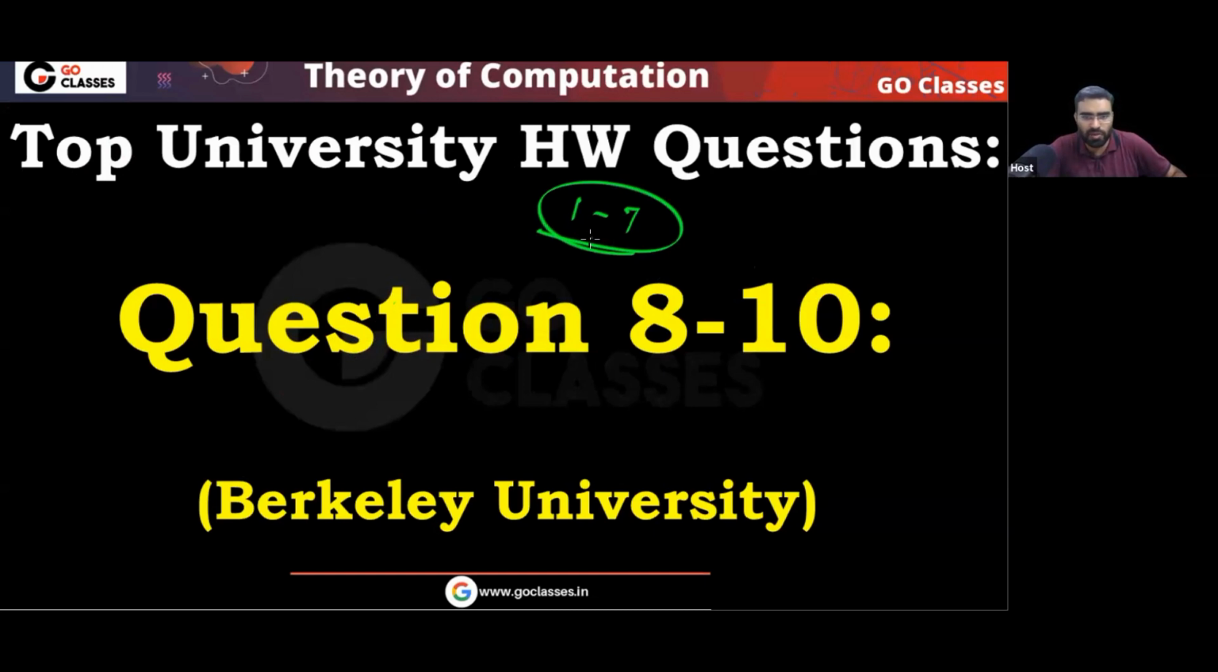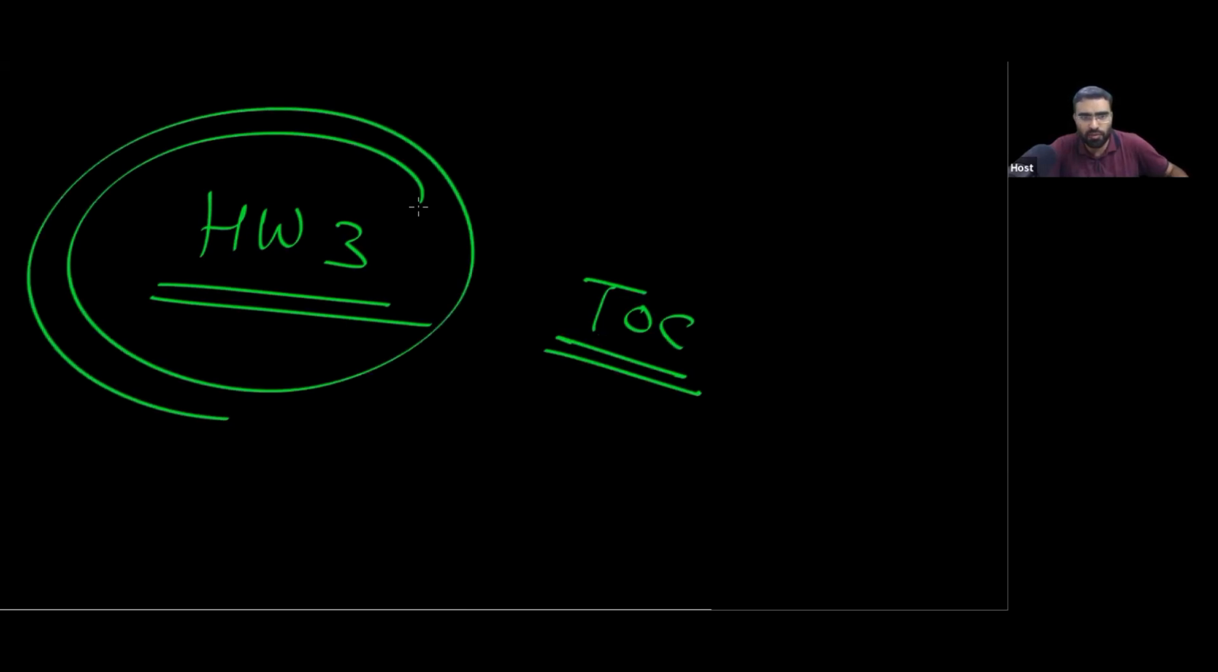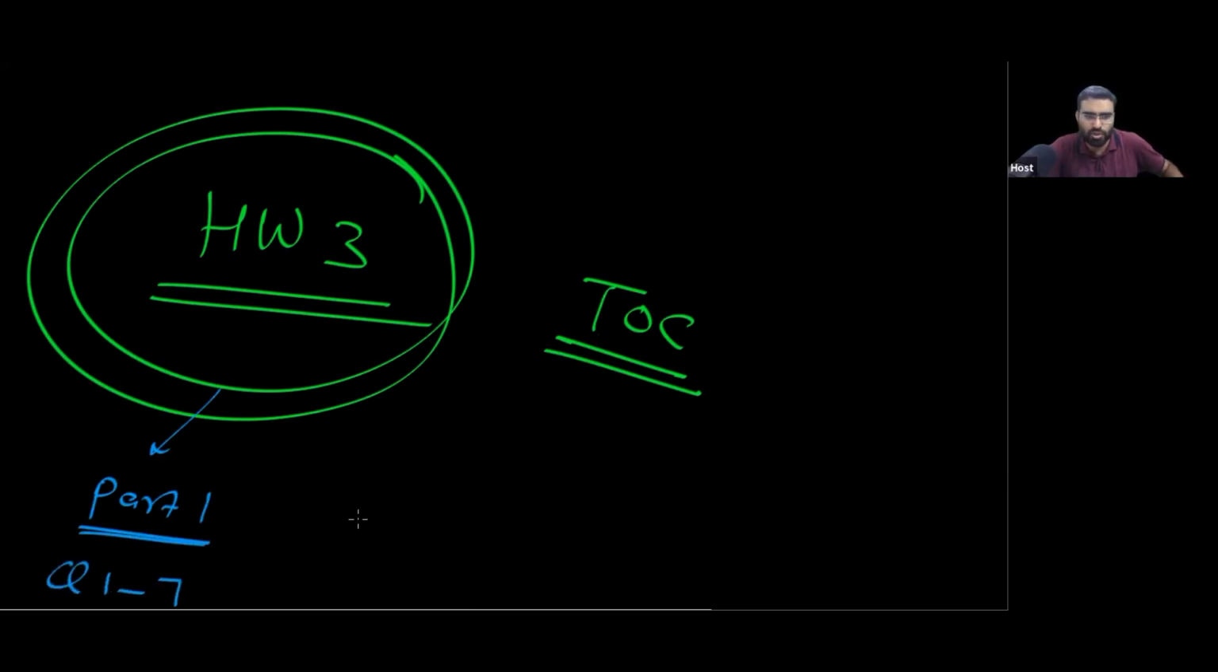In the part 1. In this session, we are going to discuss question number 8 to 15. Remember, this session is for homework 3 discussion of our theory of computation course. Already, this part 1, you can check. In this part 1, we have discussed question 1 to 7.